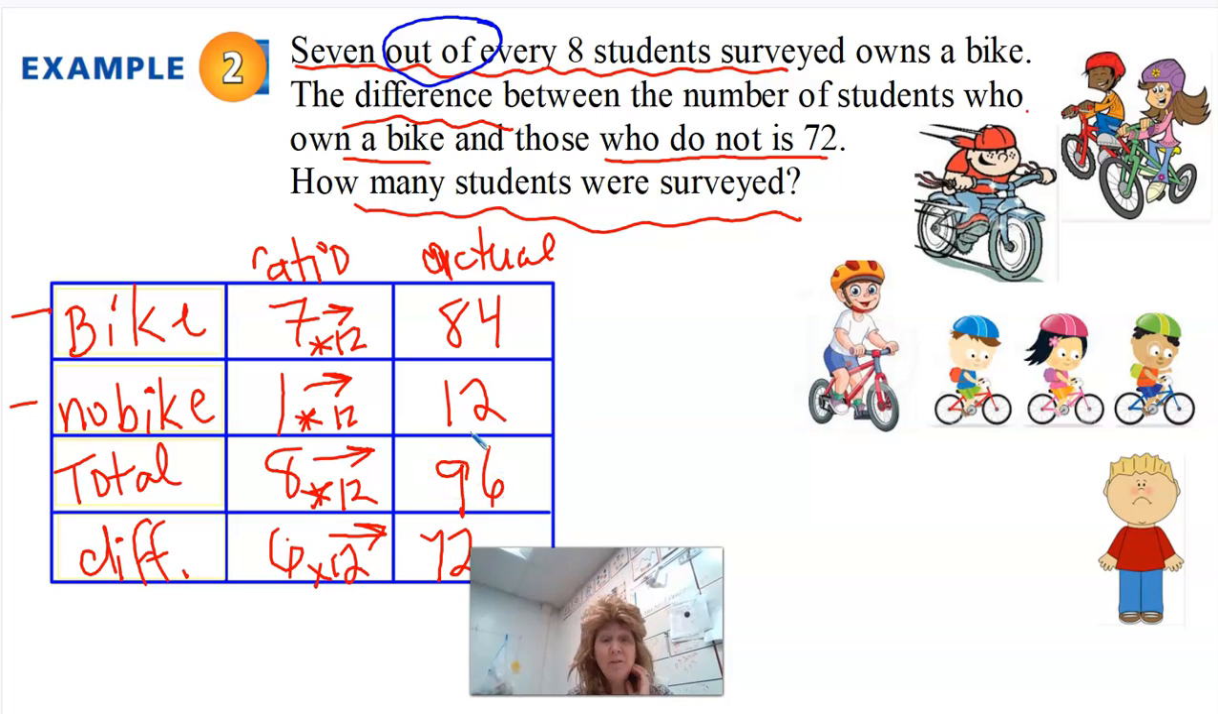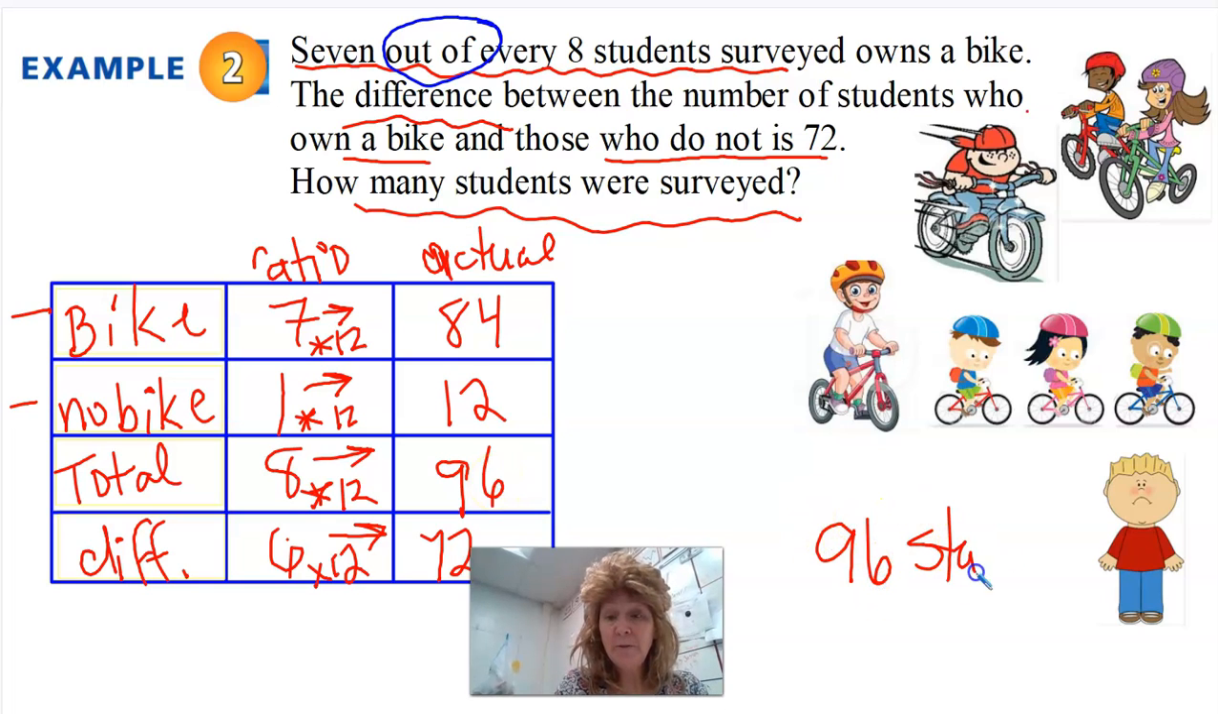So it said how many students were surveyed. Well, there wasn't just 8 students surveyed, right? That was the ratio. So total number of students surveyed is, ding ding, the total is 96. So they surveyed 96 students. Okay, that's a tricky one.